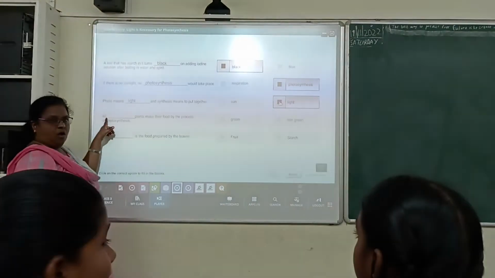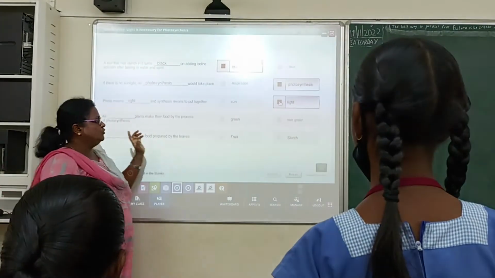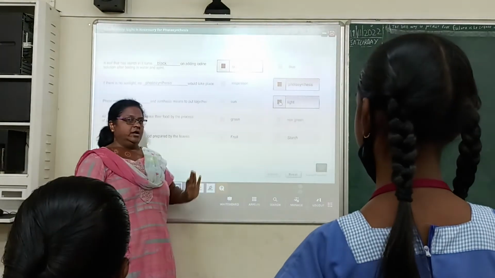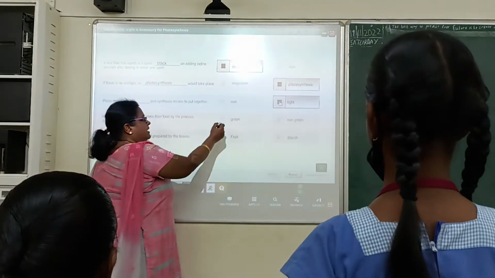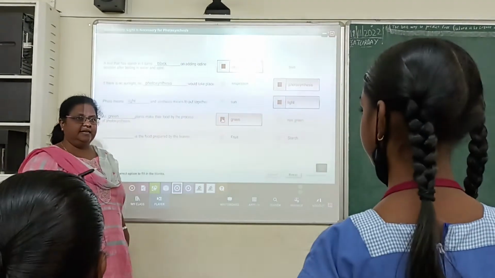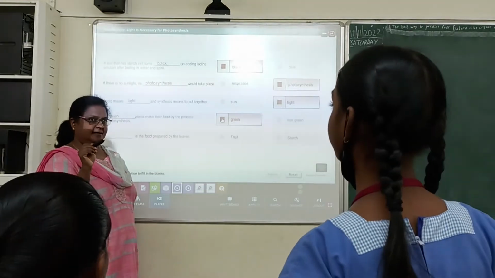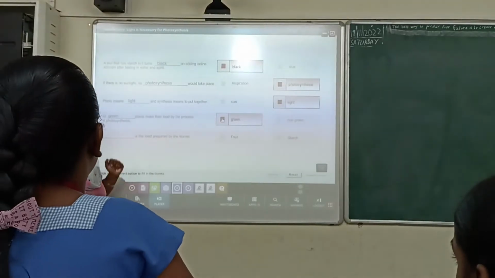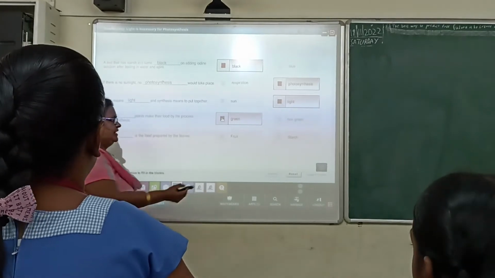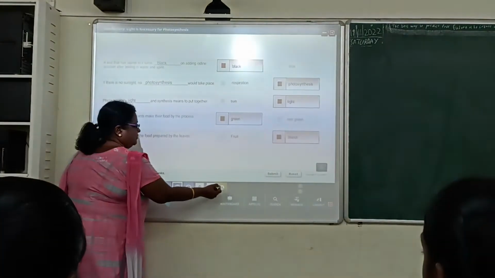Next, Yuma. All dash plants make their food by the process of photosynthesis. Green or non-green? Green. Very good. Why are you saying green? It contains? Say loudly. Chlorophyll. Very good. Magdalene, dash is the food prepared by the leaves. Starch. Very good. So everybody is able to answer and you have understood well.